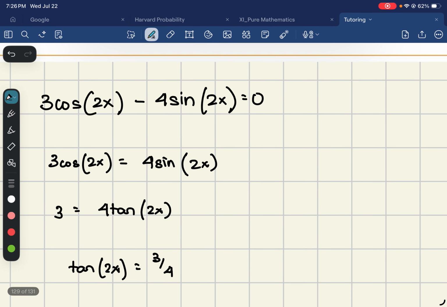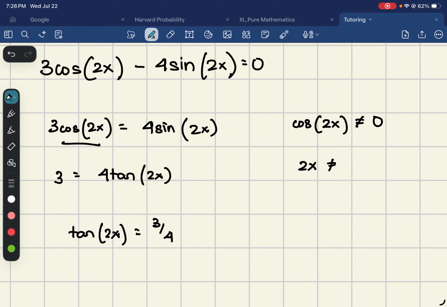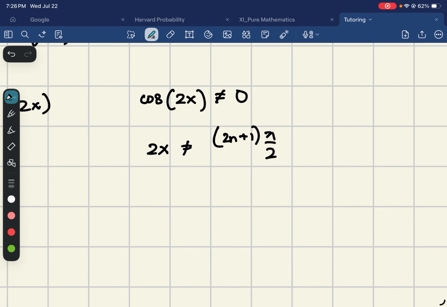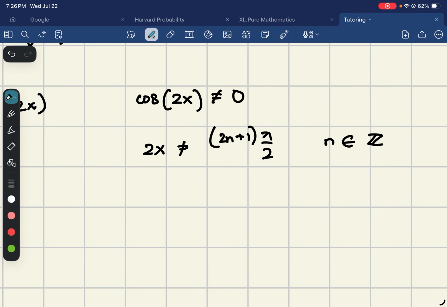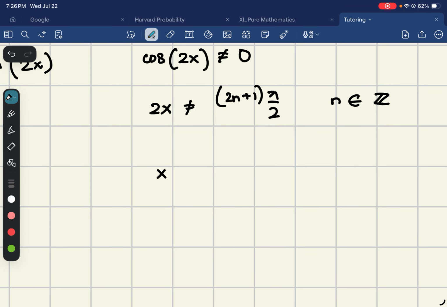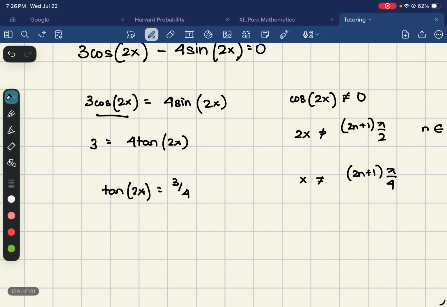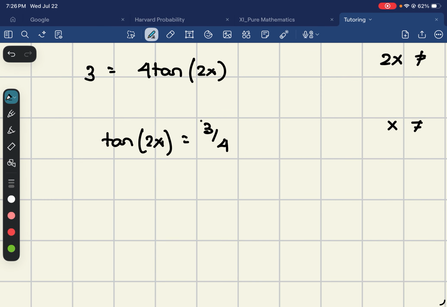And there is this assumption. If I divide by cos 2x, I'm assuming that cos 2x does not equal 0. And that means that 2x does not equal an odd multiple of pi over 2, for n an integer. So that means that x is not an odd multiple of pi over 4, because I have to divide by 2, right? So x cannot be an odd multiple of pi over 4. That is something we need to remember when solving this.